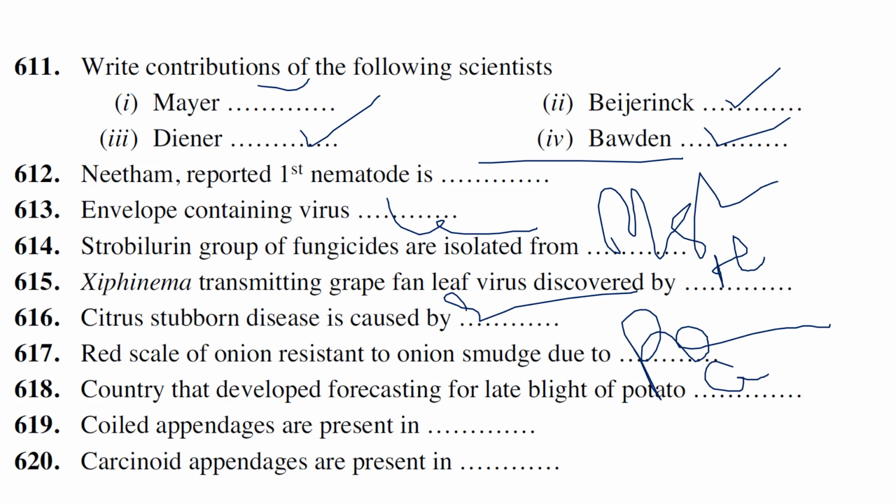Coiled appendages are present in... Coiled appendages means that at the end of the cleistothecial appendages, the appendages are coiled like this, or circinoid kind of appendages, which we can observe in Uncinula. Circinoid or coiled appendages are both the same, Uncinula only. So the answer for 619 and 620 in both is Uncinula.